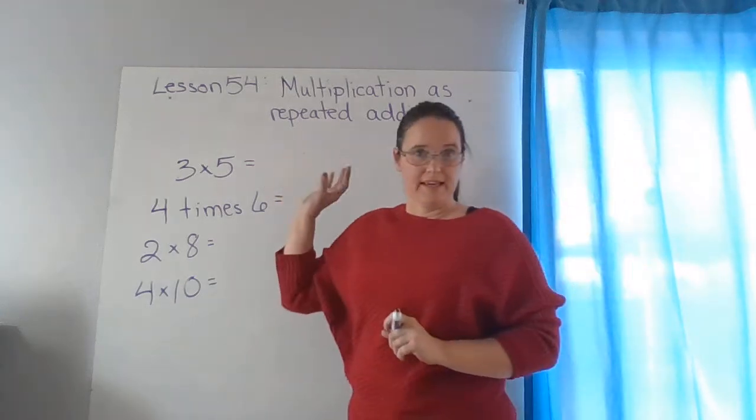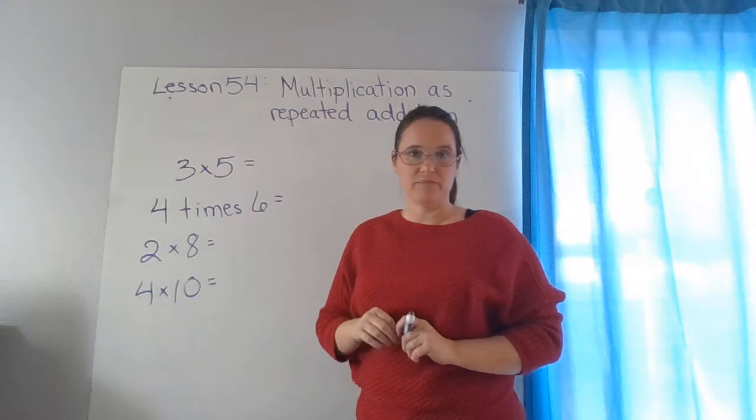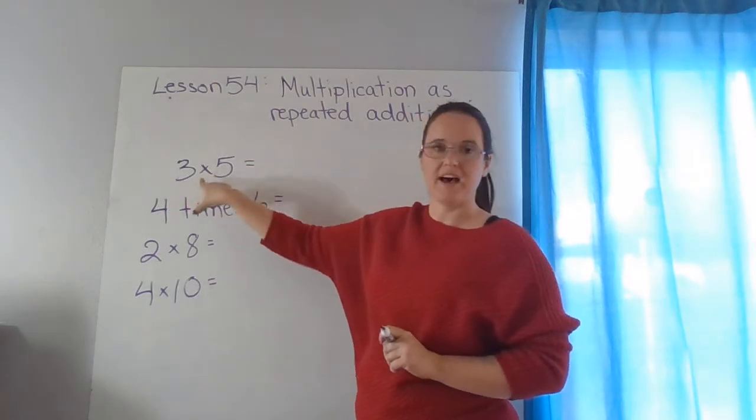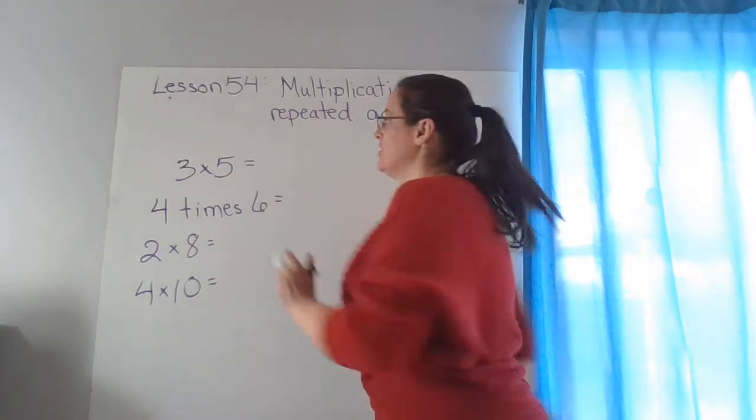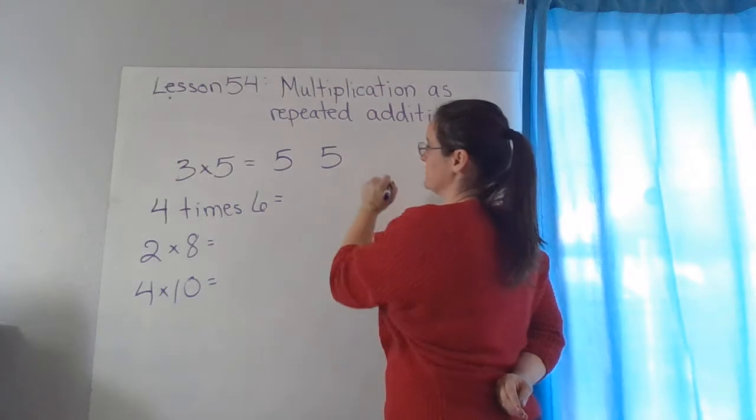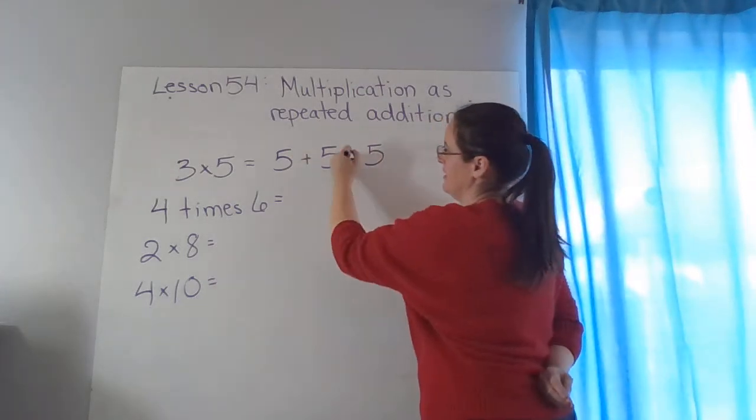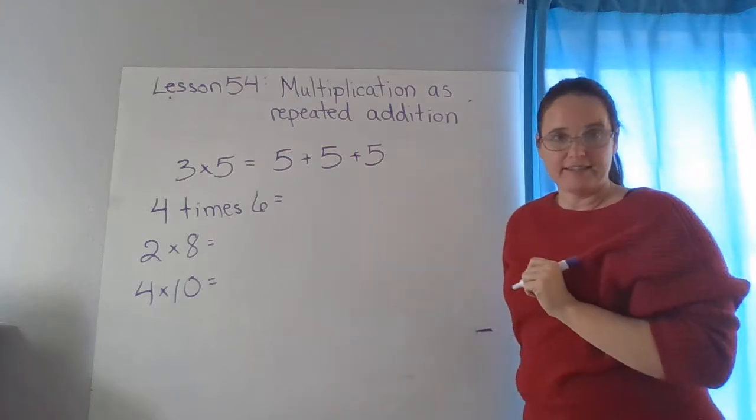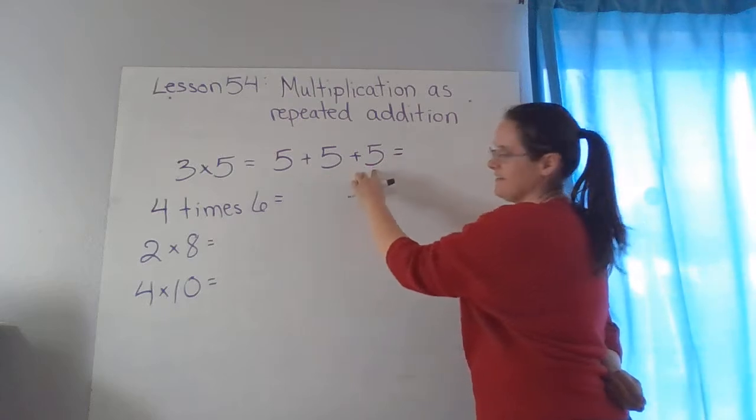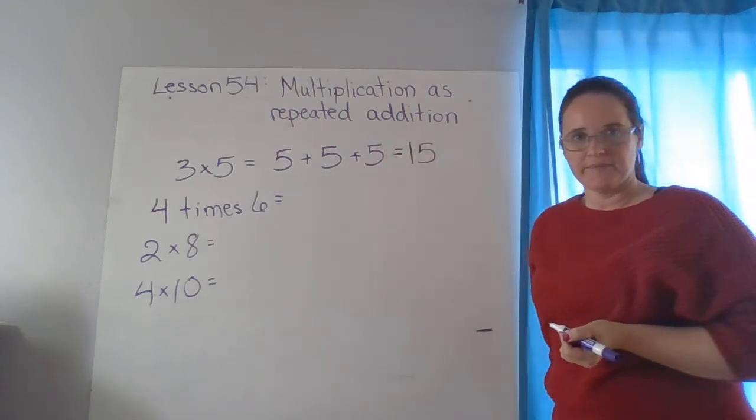So remember, we're not just finding the answer, we're writing them as a repeated addition problem. So I'm going to read this as 3 groups of 5. So I will write 1 group of 5, 2 groups of 5, 3 groups of 5, and then I put my plus signs in between them, and 5, 10, 15, there's my answer.